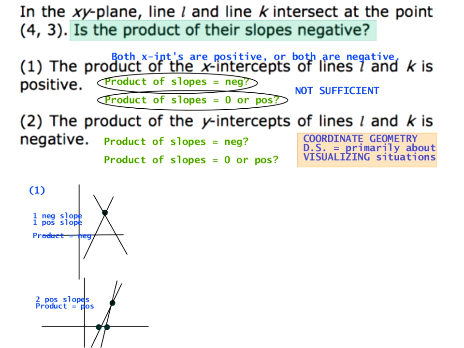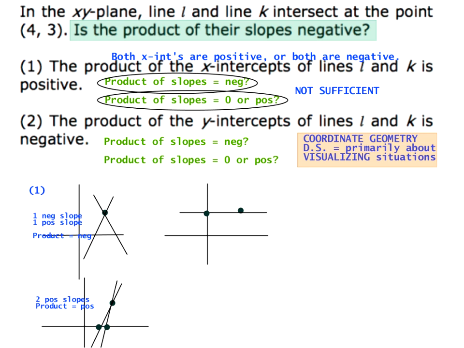Okay, let's try statement 2. Product of y-intercepts is negative. Okay. And just to show that you can get a 0, we can make that one of the cases, right? If you just have to have 1 positive y-intercept and 1 negative y-intercept, we can make one of the lines flat. There's one. I mean, there's my positive y-intercept.